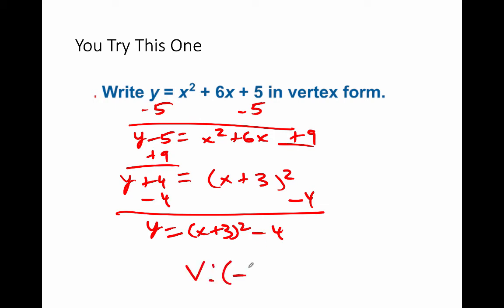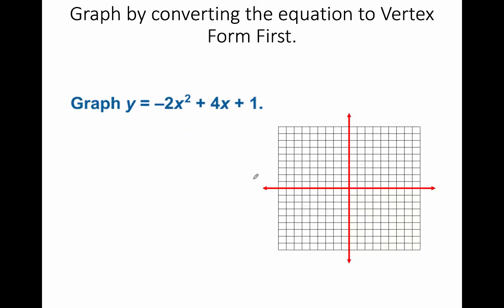The vertex is at negative 3, negative 4. It opens up. I know a lot of stuff about the parabola right there. Now we're going to graph as well. Notice I have a value of a. That's going to change everything.